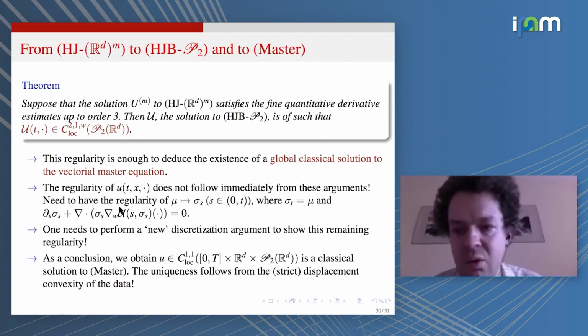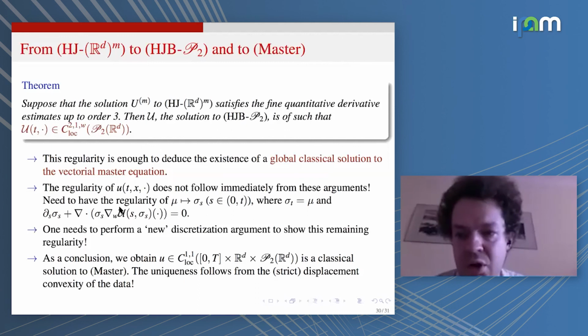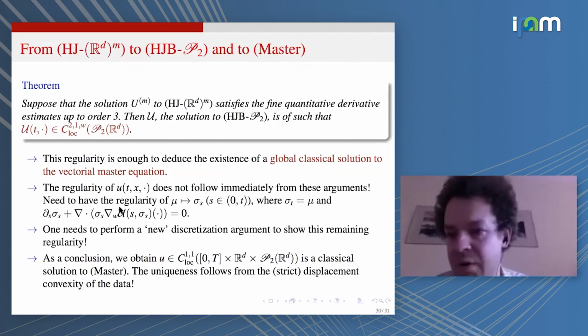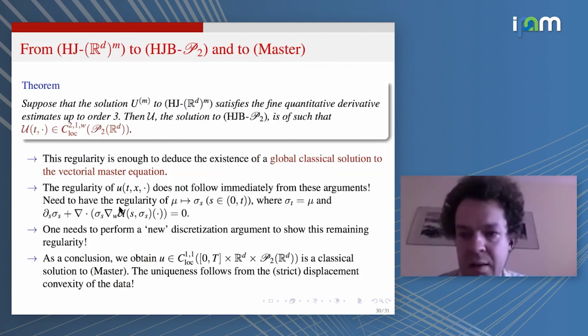And as a conclusion, we can obtain that this little u function is C11 locally with respect to all the variables, and for arbitrary long time horizon, and the master equation has a classical solution in a pointwise sense.